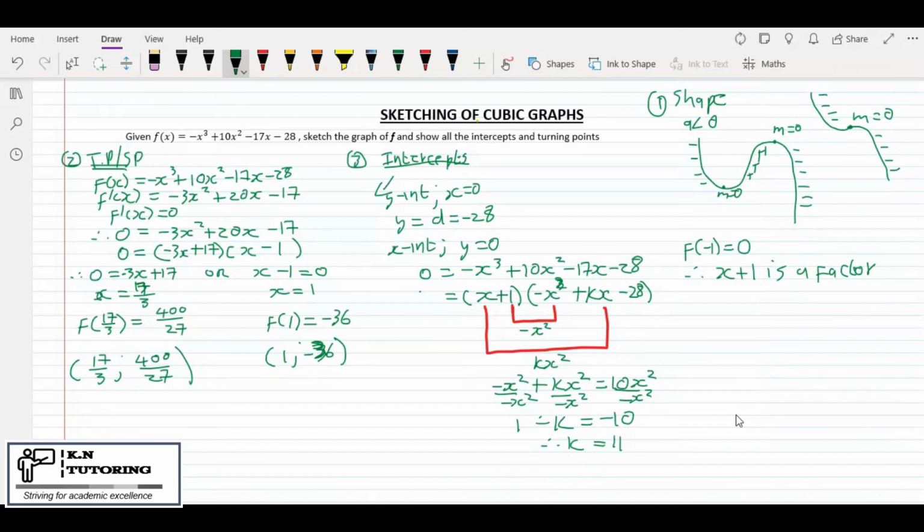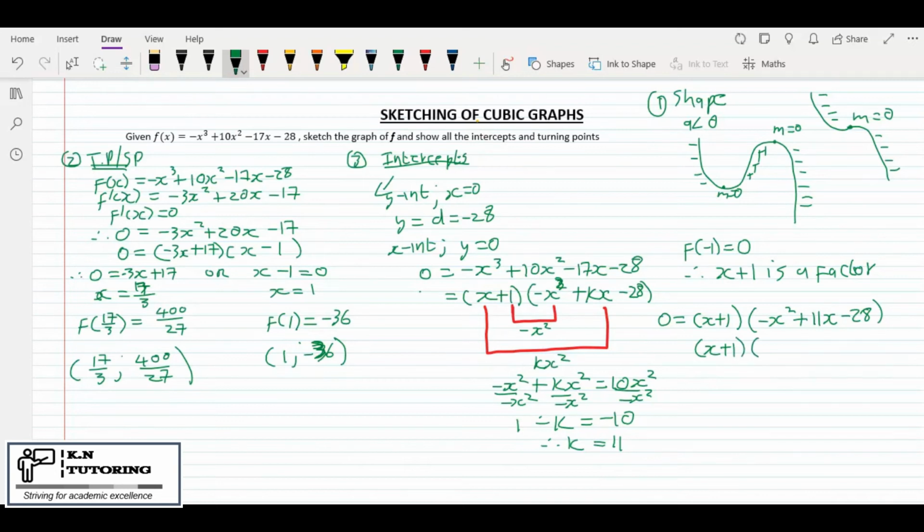Now, I go back to my equation, so I've got 0 there is equal to x plus 1, x plus 1. I substitute my bracket, so I've got minus x squared, k is 11. So I'm back here. So wherever I have k, I'm going to substitute with 11. So I'm going to have 11x minus 28. Okay. I just need to make sure that everything is right there. Now I can simplify this.